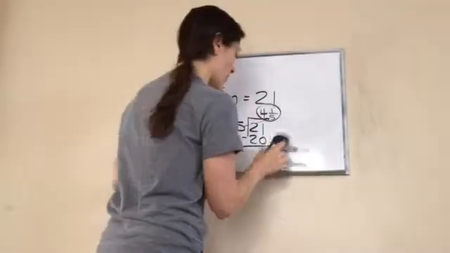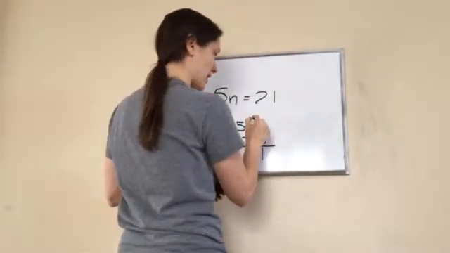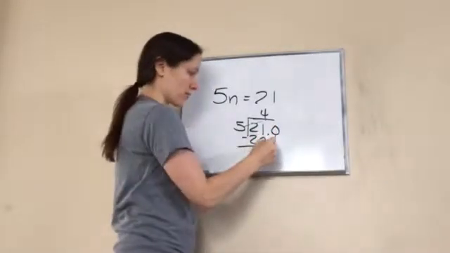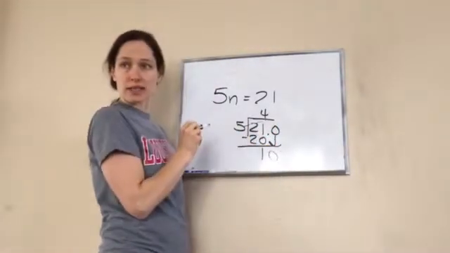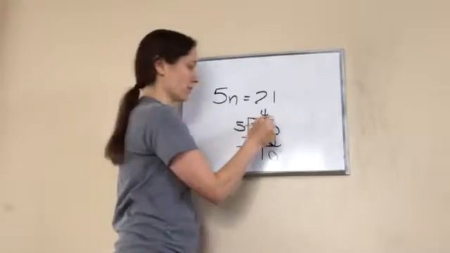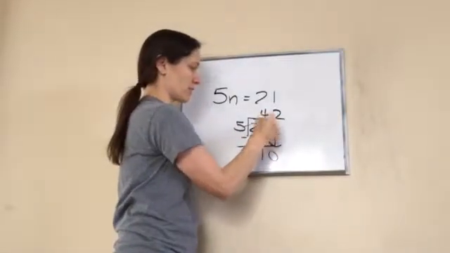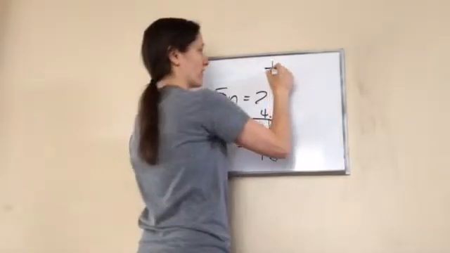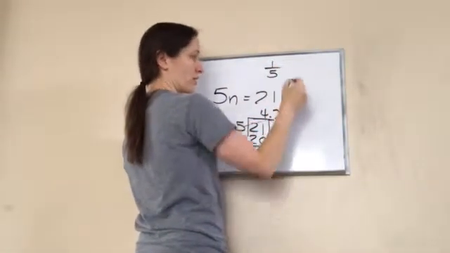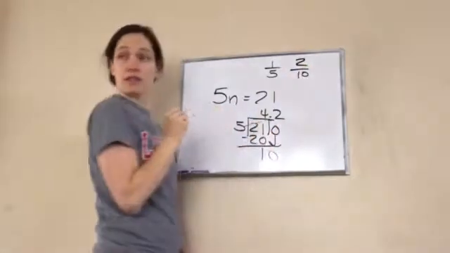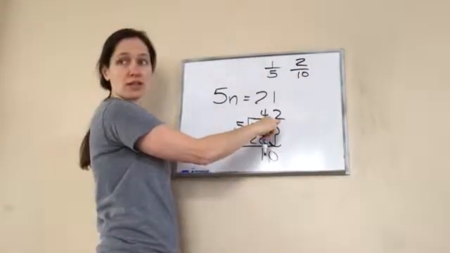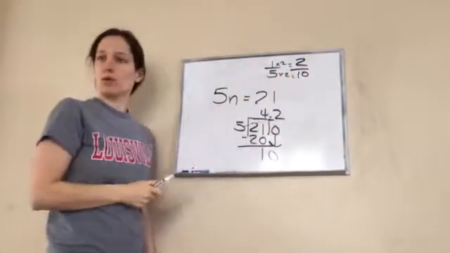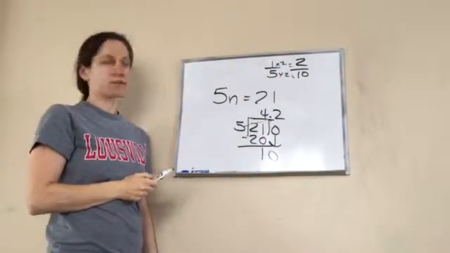Or, if we kept going, because that's kind of what you're used to now, you can add your decimal point and a 0, bring this down, and then 5 goes into 10 how many times? 2, okay? And then this point comes up there, 4.2, which is 1/5, because 0.2 is 2/10.